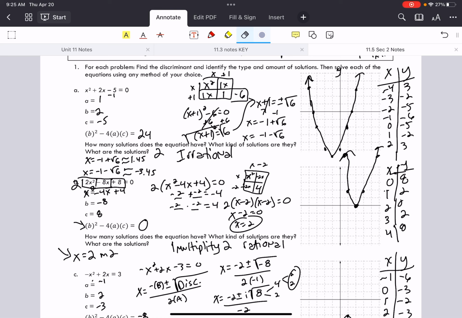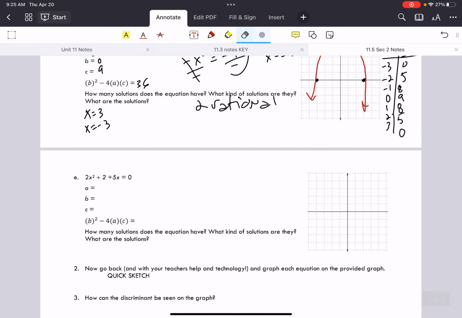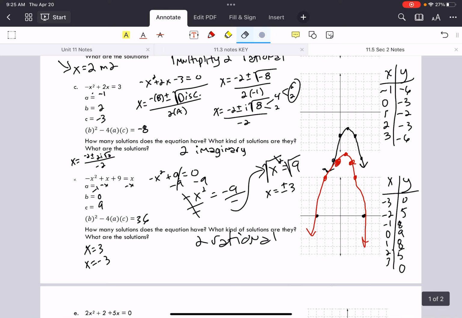Taylor? The numbers on the x-axis are whole numbers. Does that make sense? The x-intercepts aren't whole numbers, so my discriminant couldn't have been a perfect square. You guys are doing great. If I look at D, that's the opposite. See how my x-intercepts are whole numbers? So then that should tell me my discriminant is a perfect square.